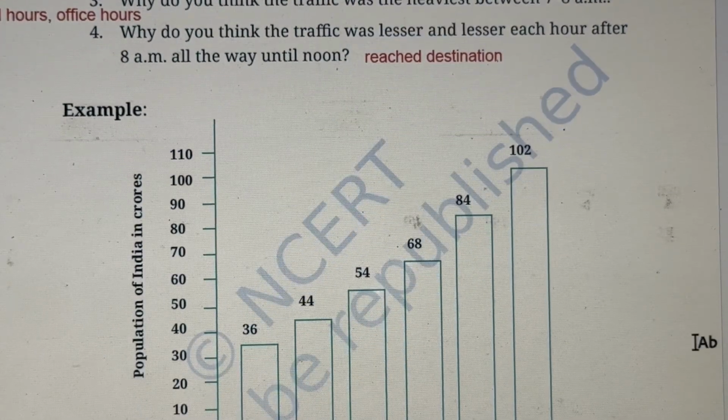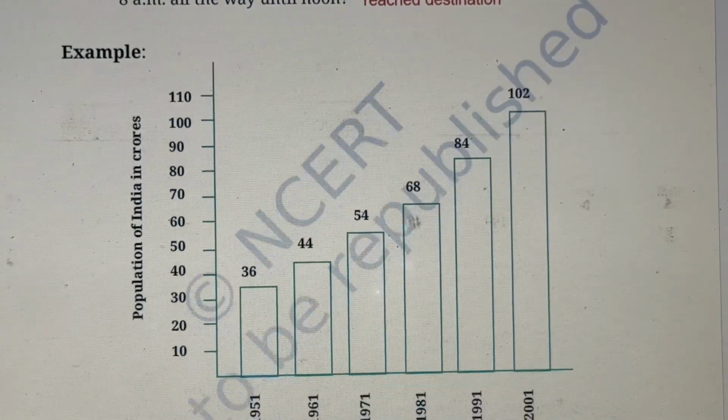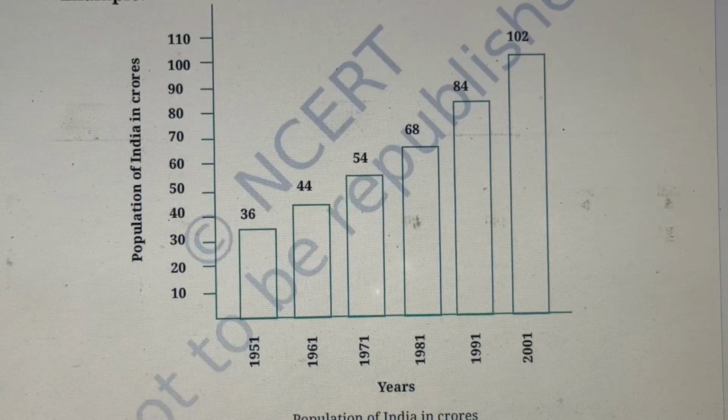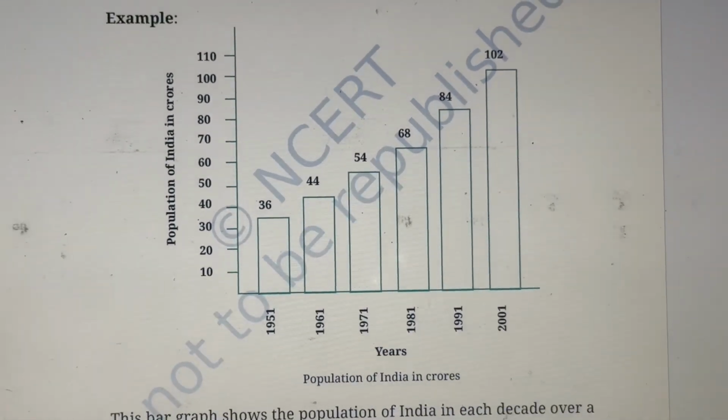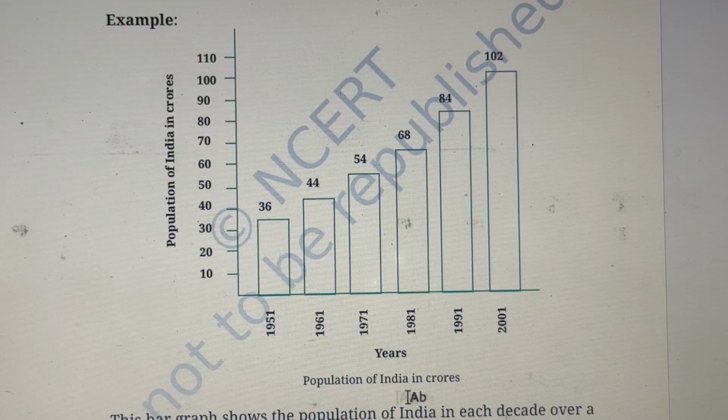Now there is another bar graph which is given over here. You can see the population of India in crores. Let me just show you. So you can see population of India in crores, and these are the years: 1951, 1961, 1971, 81, 1991 to 2001.